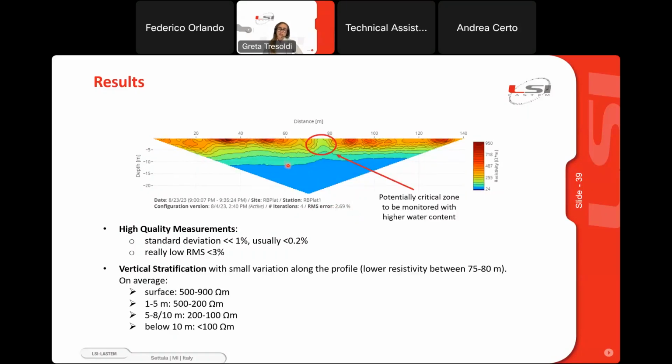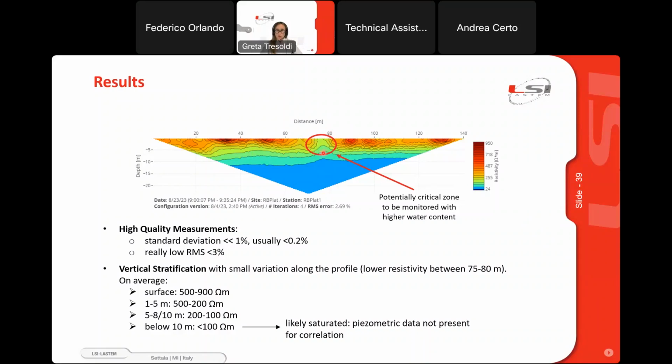Okay, this is the inverted resistivity visualized using the contour plot. Here you can appreciate that there is a high vertical stratification, with high values of resistivity in this surface part and really low values of resistivity in the bottom part below 10 meters. Also, here there is a critical zone to be monitored with higher water content.